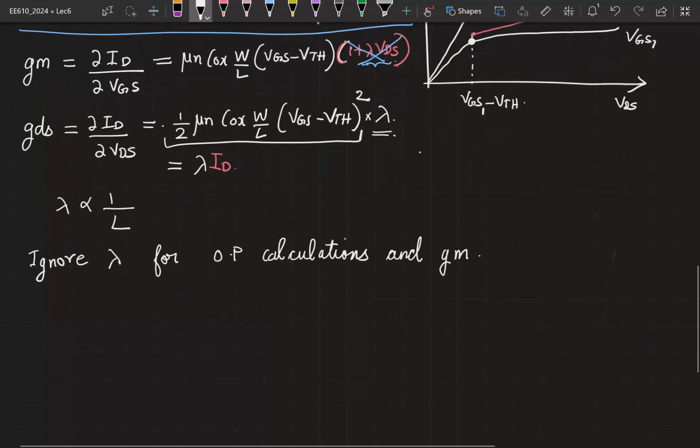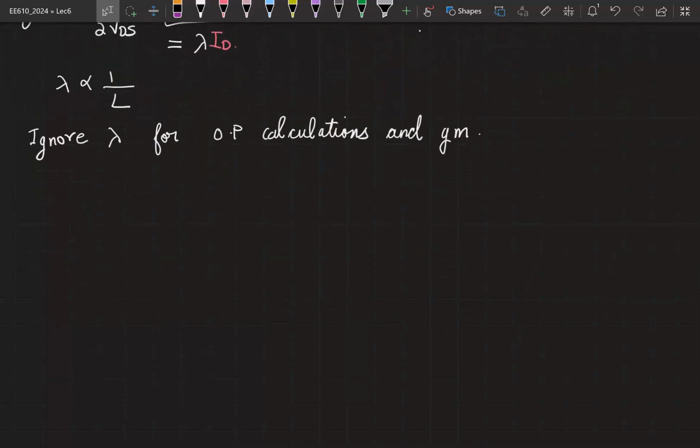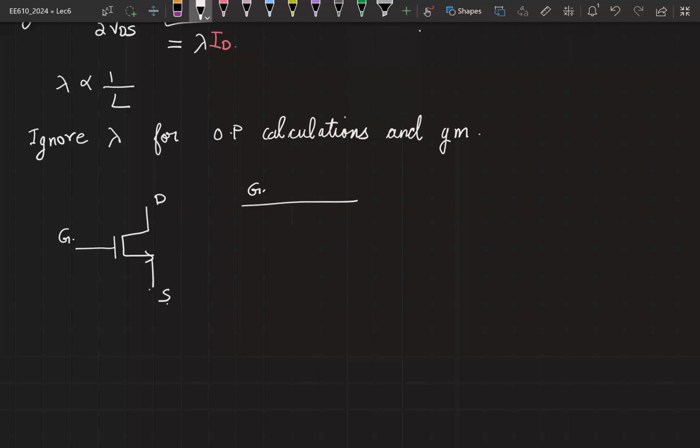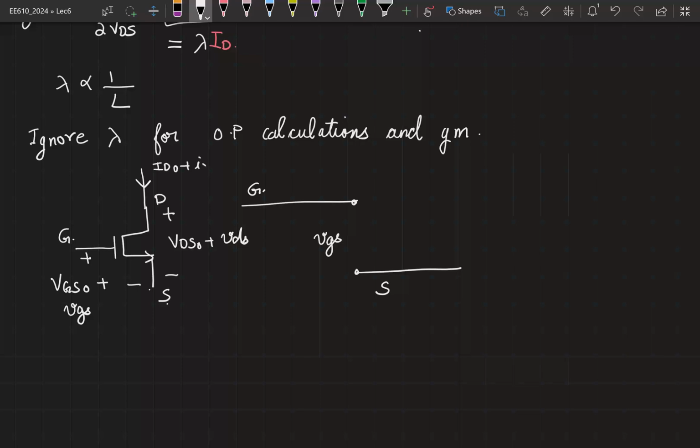So now let us look at what happens to the small signal model of the transistor. The original model that we worked with, this was your gate. You had a small signal voltage VGS between the gate and the source. Let me show the full potentials here. Let's say this is at some VGS0 plus a small signal VGS. Between the drain and the source, you have some VDS0 plus a small signal VDS. And the current flowing through the drain is some ID0 plus a small signal ID.